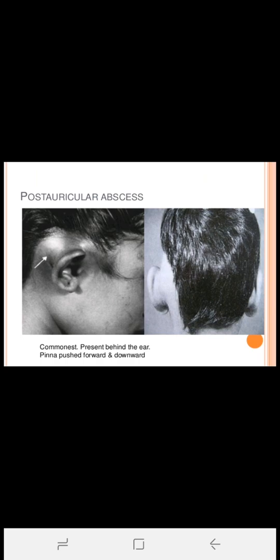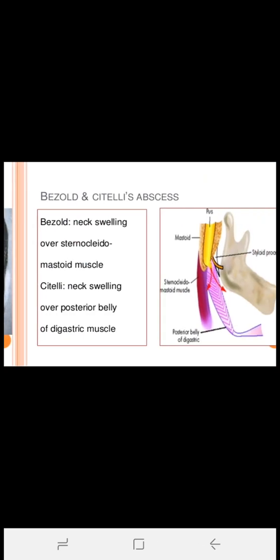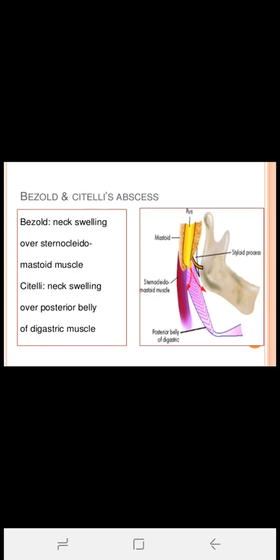Here you can see in the picture the postauricular abscess, which is the commonest. It is present behind the ear, and as you can see in the picture, the pinna is pushed forward and downward. Now, what is Bezold and Citelli's abscess? What is the difference? Bezold abscess is the neck swelling over the sternomastoid muscle, and Citelli's abscess is the neck swelling over the posterior belly of the digastric muscle. So, as you can see in the neck here, first there will be the posterior belly of digastric, and later on, lateral to it will be the sternocleidomastoid muscle. So we can see that Citelli's abscess is a little anterior and the Bezold abscess is more lateral and posterior.